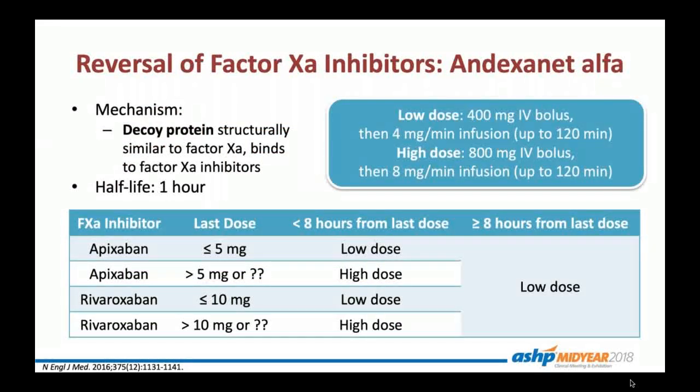Fresh off the market, we have a new agent called Andexxa, or andexanet alfa, and this is a little bit different than idarucizumab, in that this is a decoy protein. It looks like factor Xa, so the factor Xa inhibitors bind to this decoy protein instead of actual factor Xa. The dosing strategy is listed below, so there's a low dose and a high dose, and it depends on what the last dose of apixaban or rivaroxaban is and how long ago the patient presented from the last dose. This table shows our dosing scheme. However, keep in mind that andexanet alfa is currently not readily available, but it may be more readily available within the next few months.